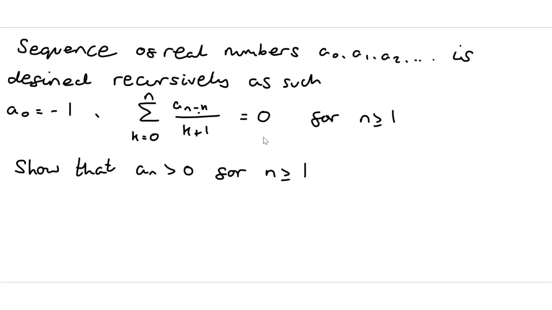Our job is to show that all the a_n are positive for n greater than or equal to 1. So essentially, apart from the term we're given, every other term is positive. When we're looking to prove that something works for all n greater than or equal to 1, and we're looking at terms in a sequence, so whole numbers, induction is very much on the cards, so we're going to use that.